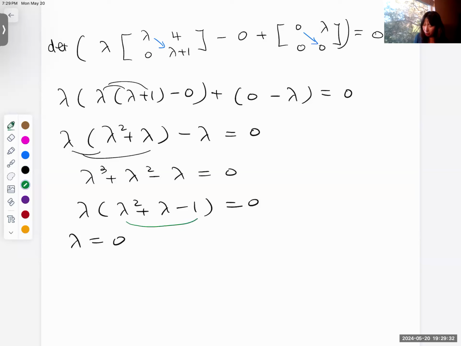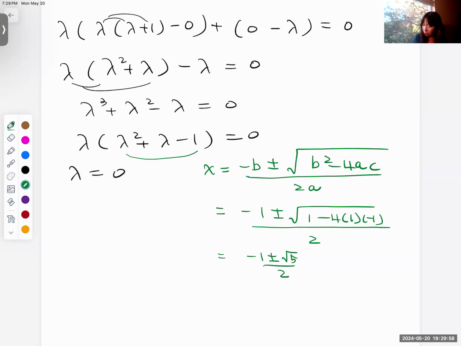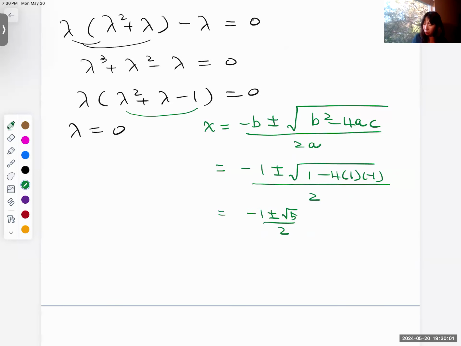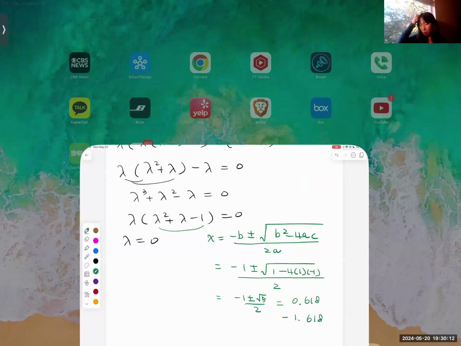But then for this one you can use the quadratic formula, right? x equal to negative b plus minus square root of b squared minus 4ac over 2a. So there will be negative 1 plus minus square root of 1 minus 4 times 1 times negative 1, all over 2. So I get negative 1 plus minus square root of 5 over 2. So we get two answers, one is positive, one is negative. All right. So I can show you decimals the easy way, right?